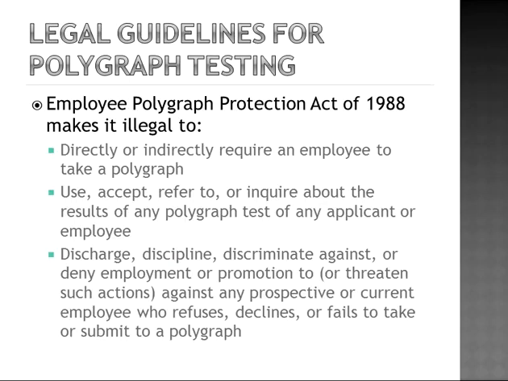So here are some legal guidelines for polygraph testing in the work environment. The Employee Polygraph Protection Act of 1988 makes it illegal to directly or indirectly require an employee to take a polygraph; use, accept, refer to, or inquire about the results of any polygraph test of an applicant or employee; or discharge, discipline, discriminate against, or deny employment or promotion to, or threaten such actions against any prospective or current employee who refuses, declines, or fails to take or submit to a polygraph.